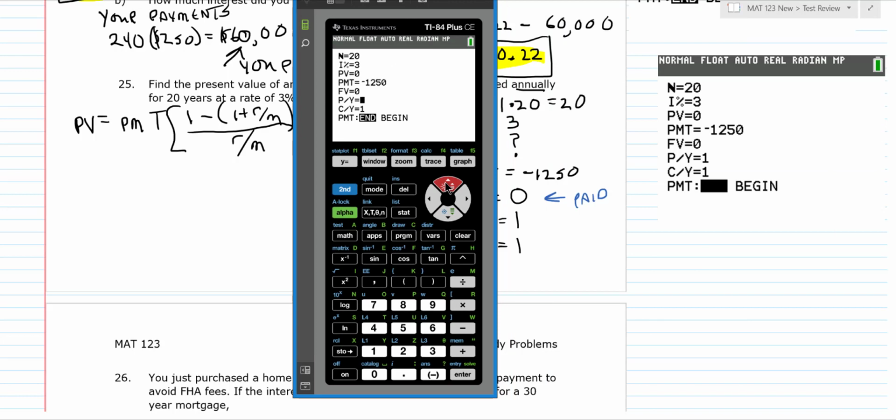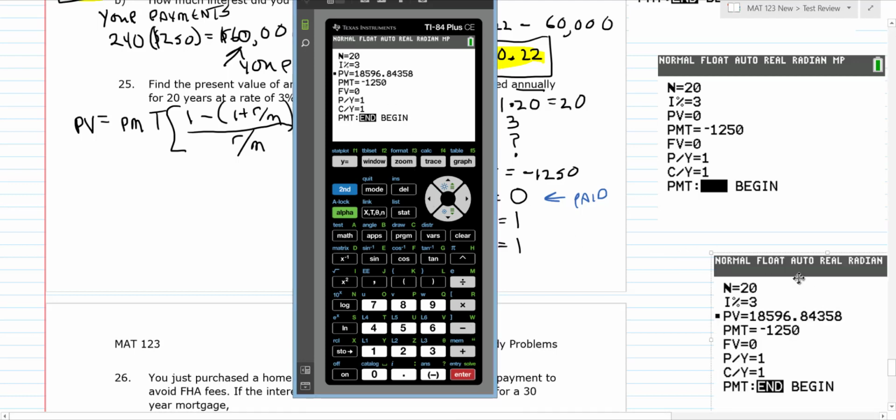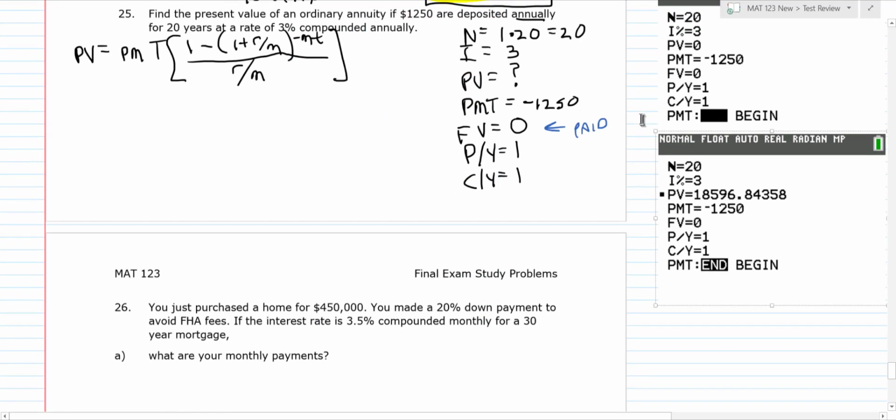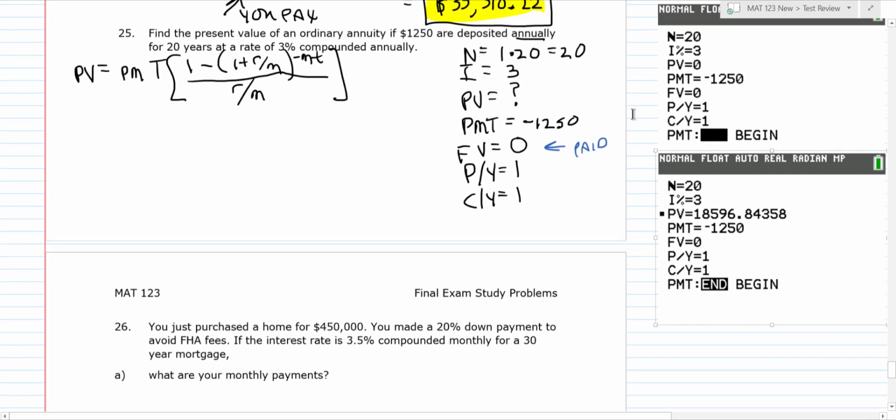And then what you want to do is go to present value, get the cursor blinking, go alpha solve, and then that'll give you your present value. Okay? So you can think of that kind of like a loan amount that you're doing on that. Okay, so what we'd have is you would get this answer.